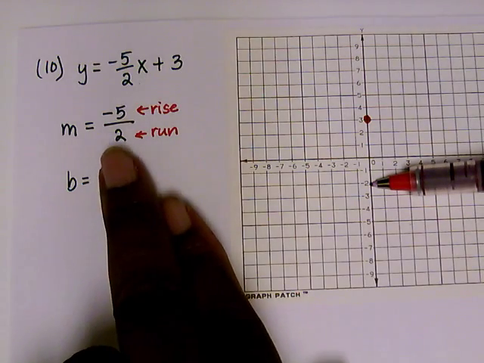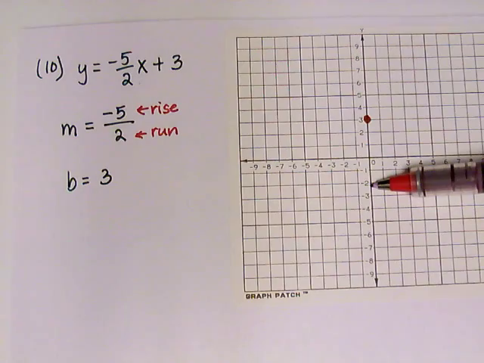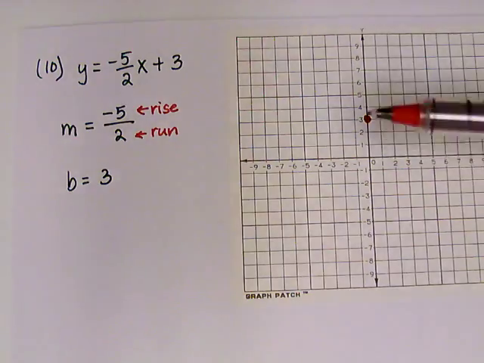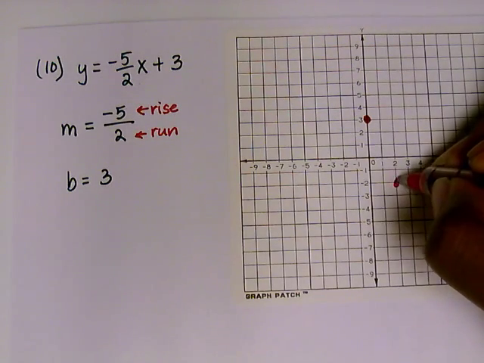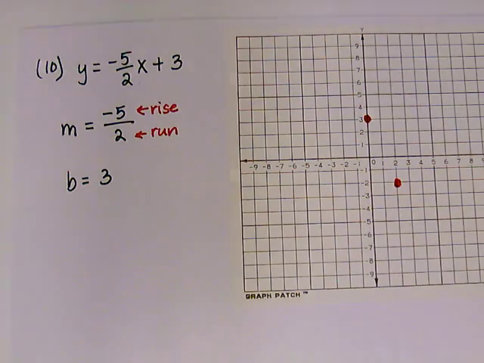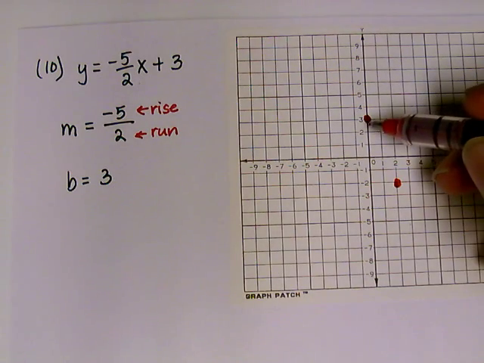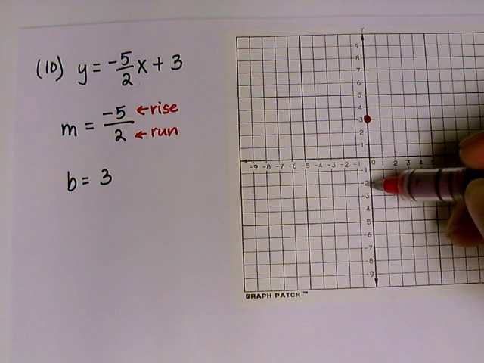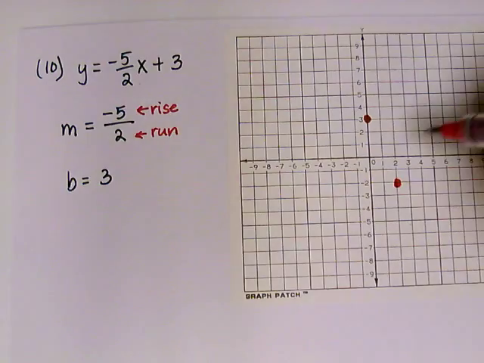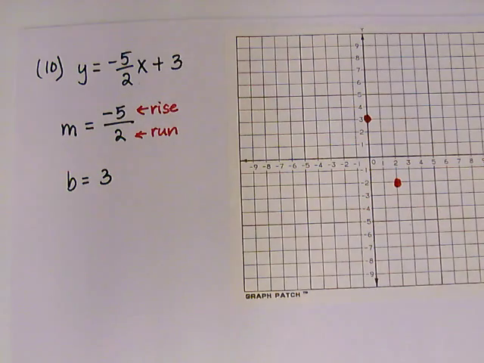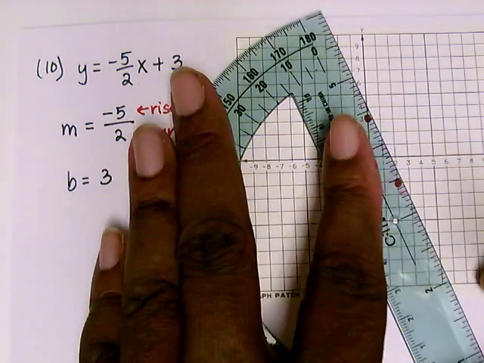The run, which is 2, means I'm going to go to the right 2 places. So from here, I go 1, 2 to the right. And this is the other point that will be on that line. So here I started from the y-intercept of 3. I went down 5 places. That's the rise. The run is 2, so you run to the right 2. Connect those 2 points.